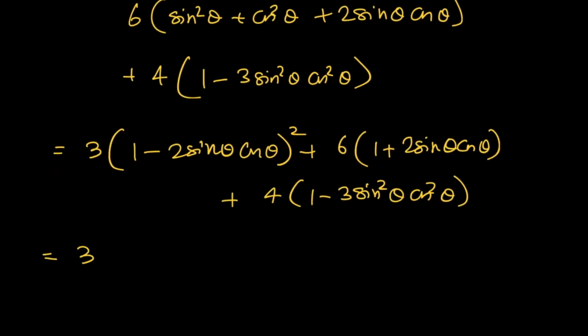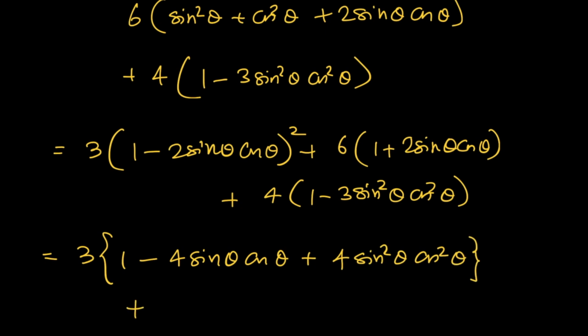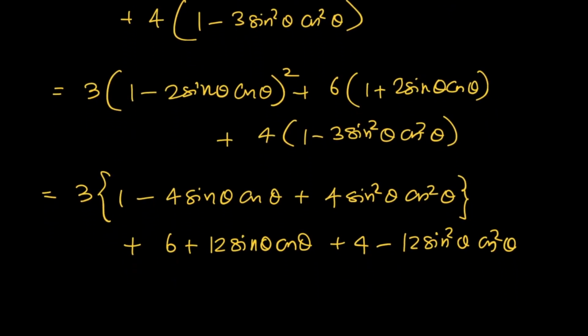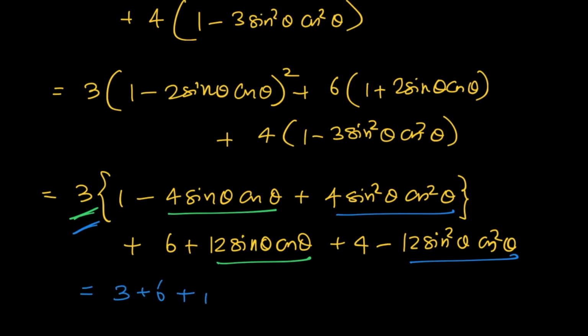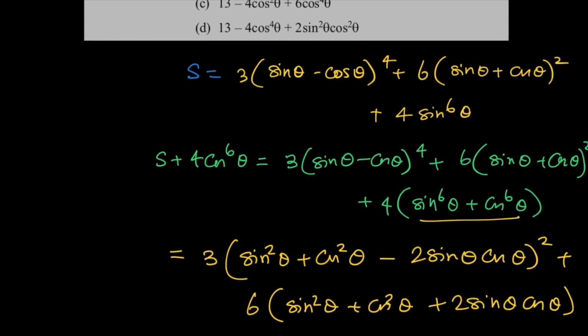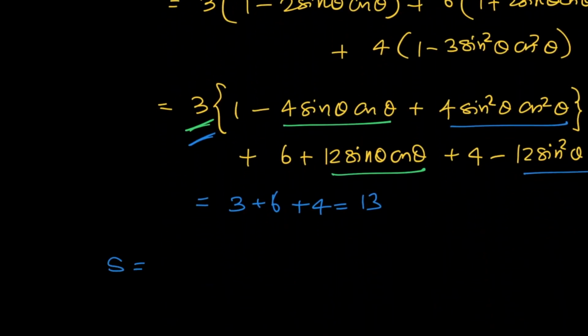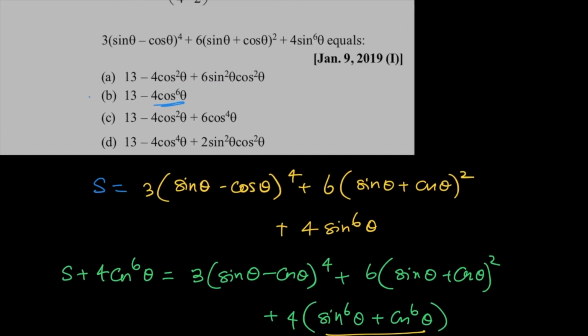Now interestingly, this becomes 3 times (1 minus 4 sin theta cos theta plus 4 sin square theta cos square theta) plus 6 plus 12 sin theta cos theta plus 4 minus 12 sin square theta cos square theta. What happens is this 12 sin theta cos theta gets cancelled. This 12 sin square theta cos square theta gets cancelled. What is remaining is 3 plus 6 plus 4, which is 13. Okay, so we have S plus 4 cos power 6 theta is 13. So your S is 13 minus 4 cos power 6 theta. It's an interesting question. So this happens to be our answer.